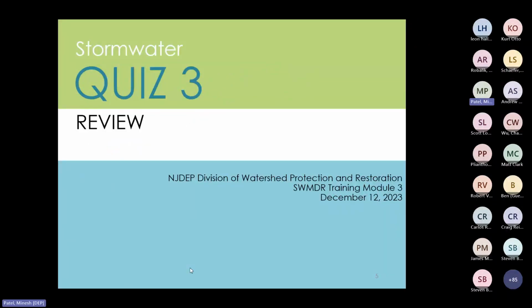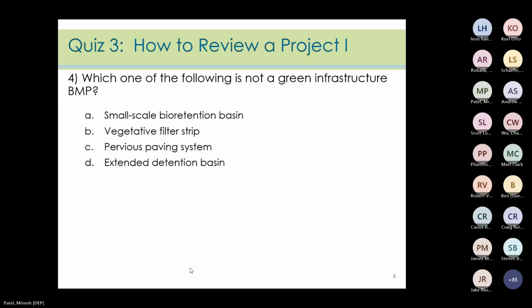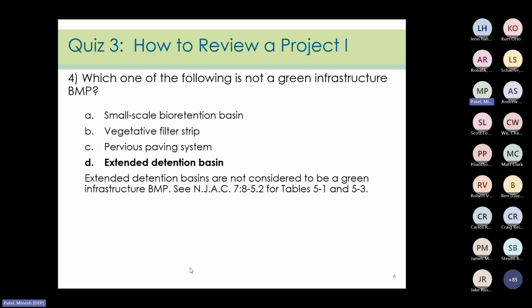All right, thanks, Lisa. All right, welcome back, everyone, and let's get right to the review. So we're going to go straight to question 4. Which one of the following is not a green infrastructure BMP? And the answer is D. Extended detention basins, which are found in Chapter 11 of the BMP manual, are not considered to be green infrastructure. Small-scale bioretention basins, vegetative filter strips, and pervious paving systems, they're all GI BMPs, and they can all be found in Chapter 9 of the BMP manual.